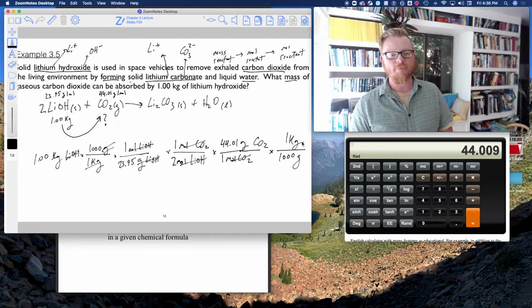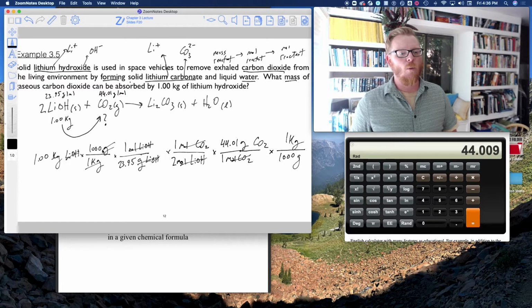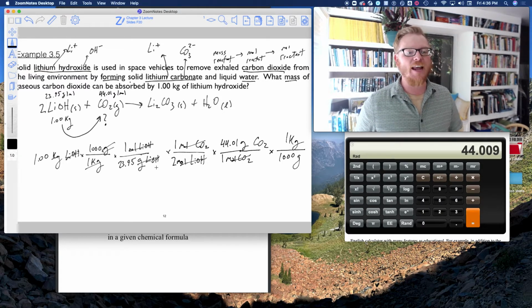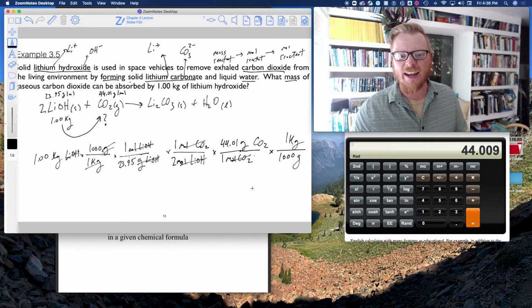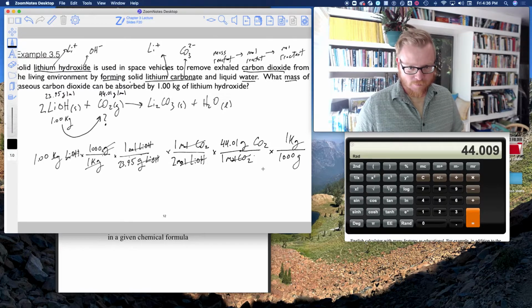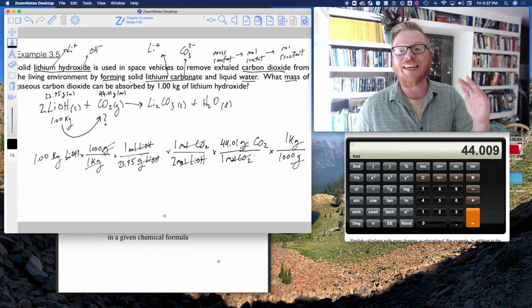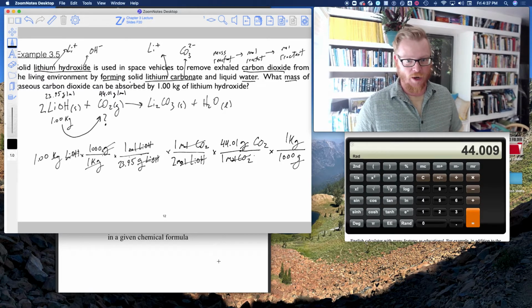I know what you're thinking: why did I need that, because they're just all going to cancel each other. And that's true. But because we have this problem with 1, 2, 3, 4, 5 steps, I don't care if I'm writing redundant information. Grams and grams cancel, and I'm left with kilograms of CO2. It's okay to be a little redundant because it helps me keep track of what's going on.